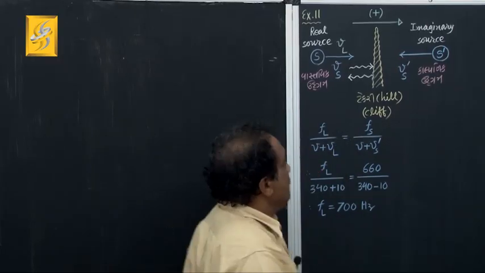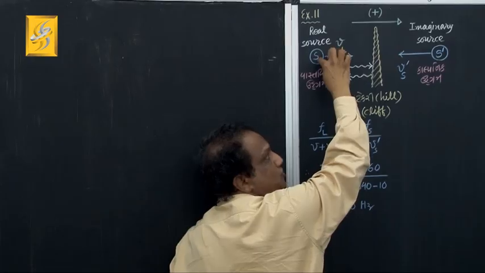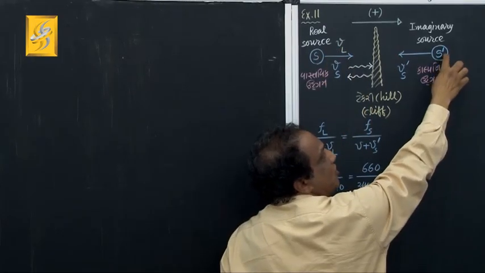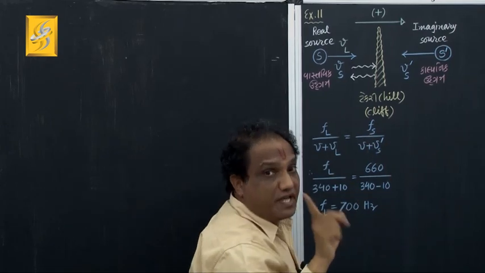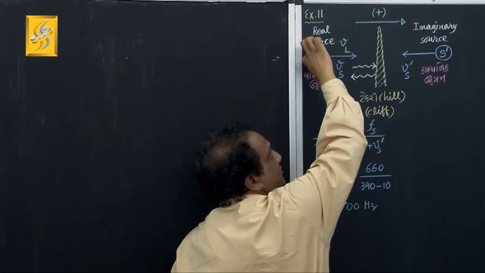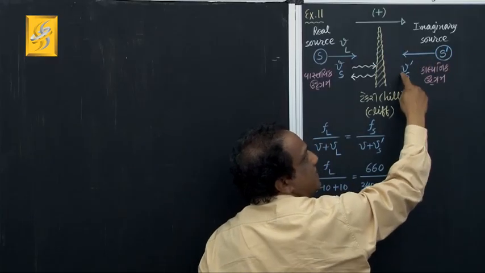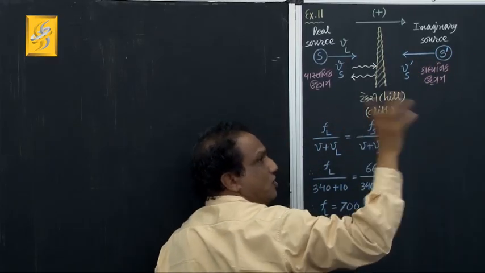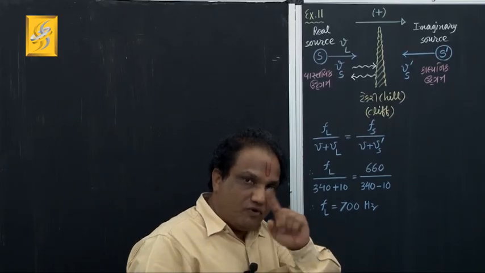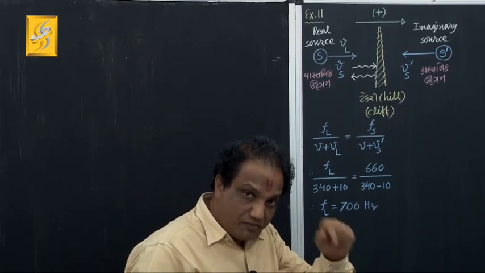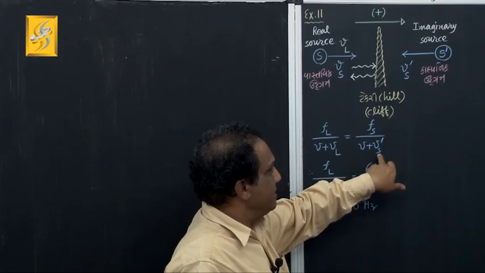One more thing. Whatever is the speed of the real source, the same should be taken as the speed of the imaginary source, but in the opposite direction. This velocity is toward the right hand side. This velocity is to what? Left hand side. Let it be Vs dash. And one more thing. Up till now, which formula are you using? FL upon V plus VL equals Fs upon V plus Vs. But now instead of Vs, we should take Vs dash.